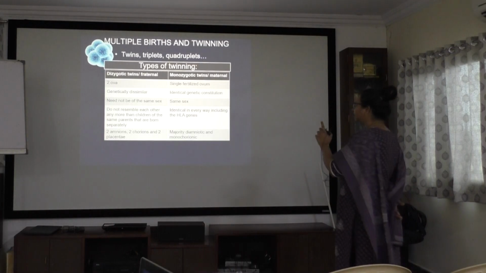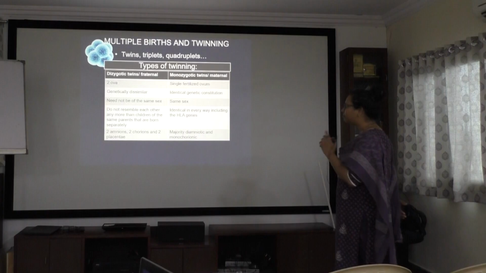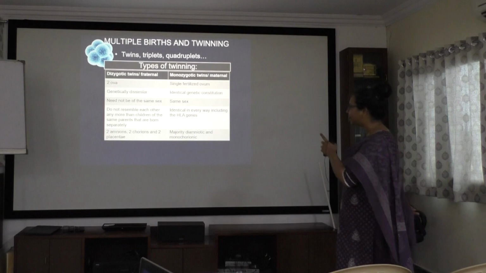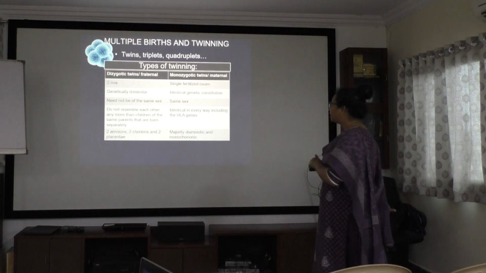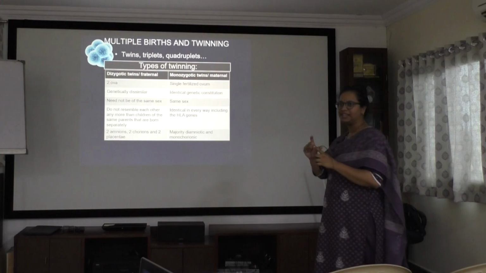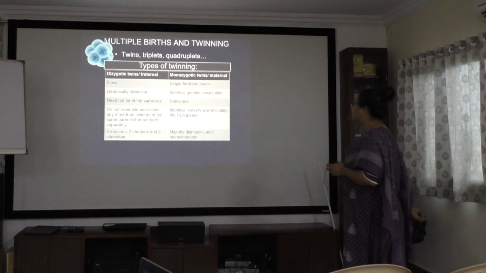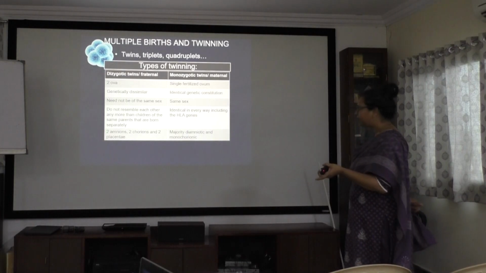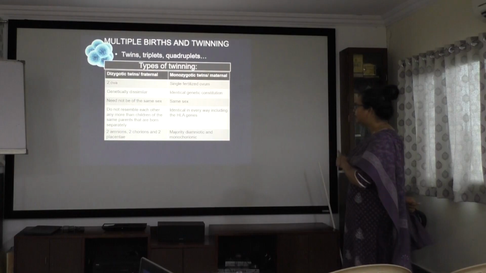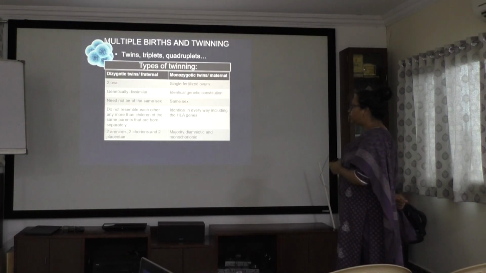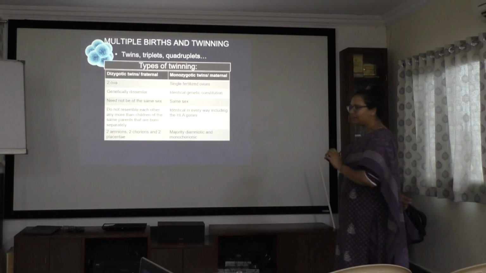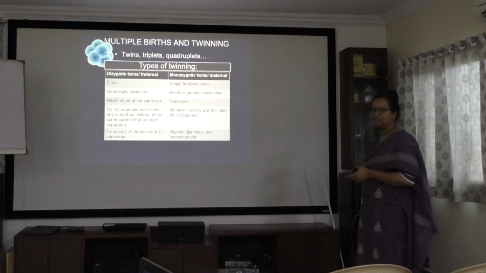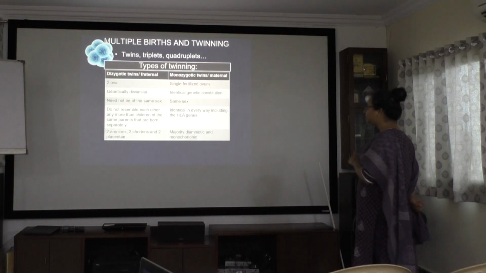In dizygotic twins, the genetic composition is different for both the babies, but in monozygotic twins, since they have arisen from a single embryo zygote, it is an identical genetic constitution. They need not be of the same sex, they may be of the same or different sex in dizygotic, whereas in monozygotic they are of the same sex. Dizygotic twins do not resemble each other any more than children of the same parents born separately, but monozygotic twins are identical in each and every way, including the HLA genes.